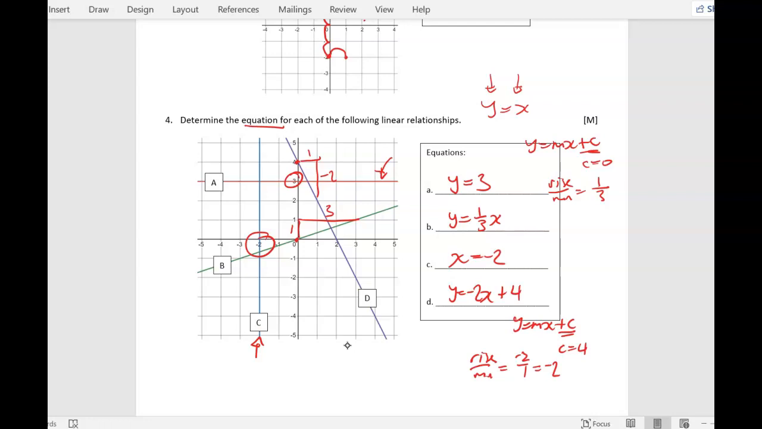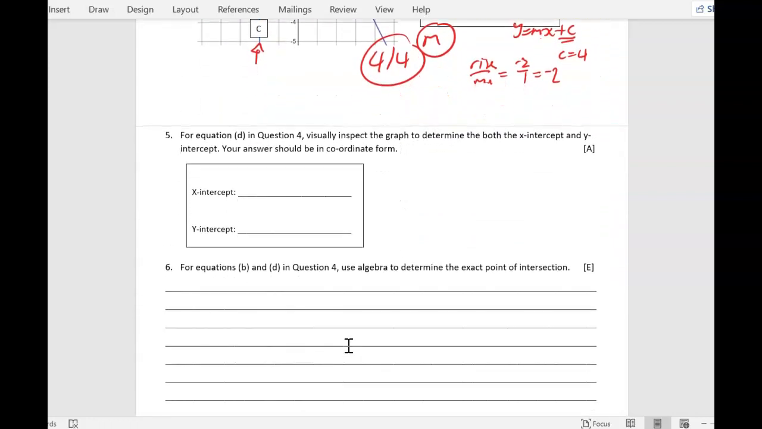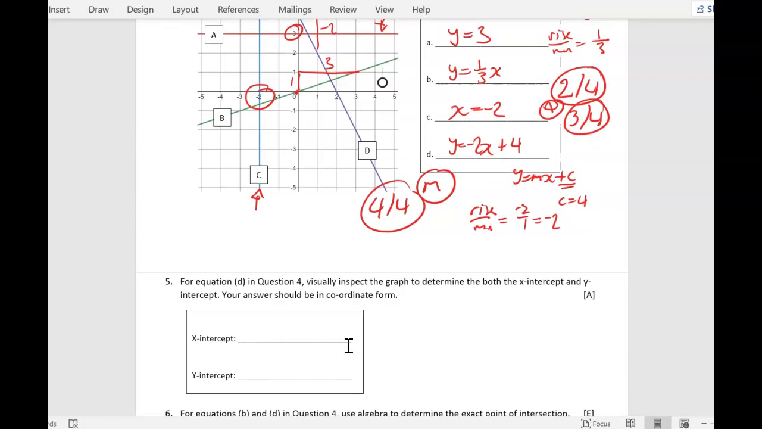If you got 2 out of these 4, you were given achieved. If you got 3 out of 4, you're also given achieved. But if you got all 4 out of 4, that's how you're going to get your merit mark for this particular question. So it was a bit of a tricky question. There was a lot to it, but they were relatively simple, but they do lead on to the next parts here. So for question 5, for equation D, so that is the purple line, visually inspect the graph to determine both the x and y intercepts.